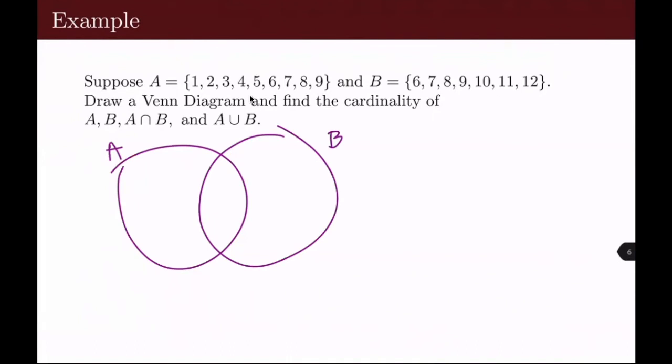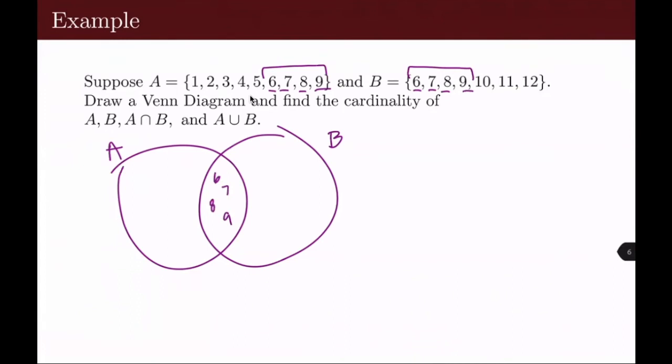So what is in the intersection? I like to find the intersection first. I see we have a 6 in common, and a 7, and an 8, and a 9, and it looks like nothing else. So 6, 7, 8, 9 are in both sets. That means 6, 7, 8, 9 is in my intersection.